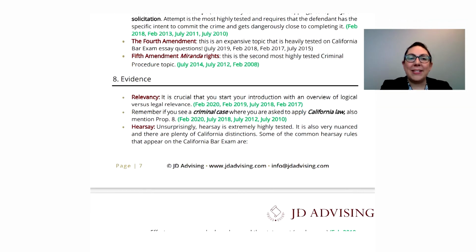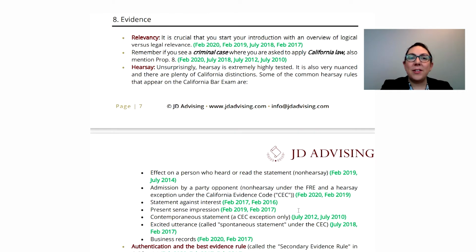Our 8th topic is evidence. Evidence is often viewed as one of the most difficult subjects tested on the essay portion of the exam. The first thing that makes it difficult is that in evidence, they test both federal law and California law. And they will tell you at the end of the fact pattern to usually discuss one or the other. So about half the time they tell you to discuss federal law, and the other half of the time they tell you to discuss California law.